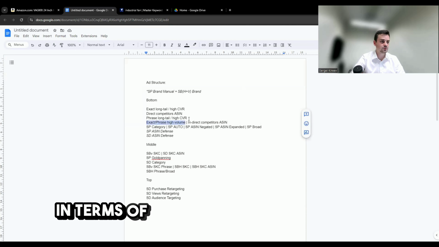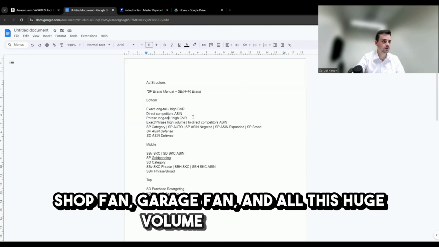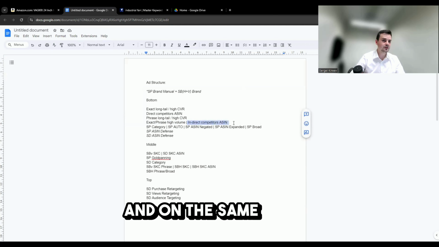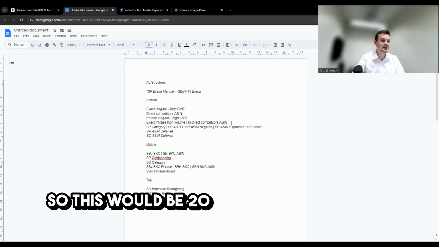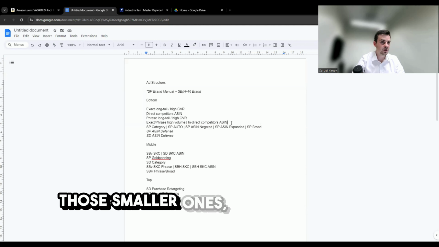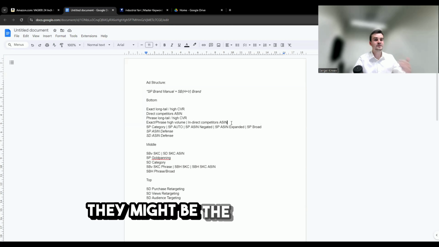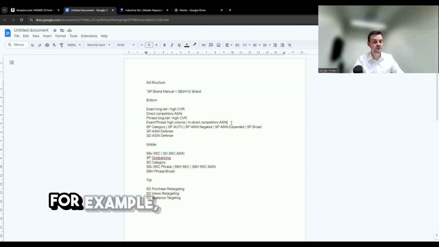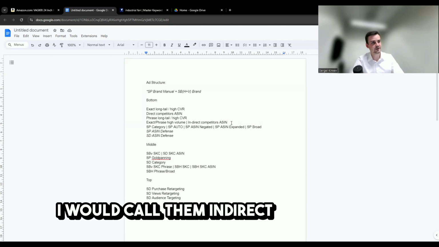The next thing in terms of conversion potential is this exact/phrase match for high volume keywords. In this case, it would be outdoor fan, industrial fan, shop fan, garage fan, and all these huge volume keywords. And on the same level, I would put indirect competitor ASINs. So this would be 20-inch ones, those smaller ones, 2-packs ones. They are very similar to our product. They might be the same product, but they have much lower velocity, much lower price, much lower size. For this specific niche, I think they are less direct, so I would call them indirect competitors.